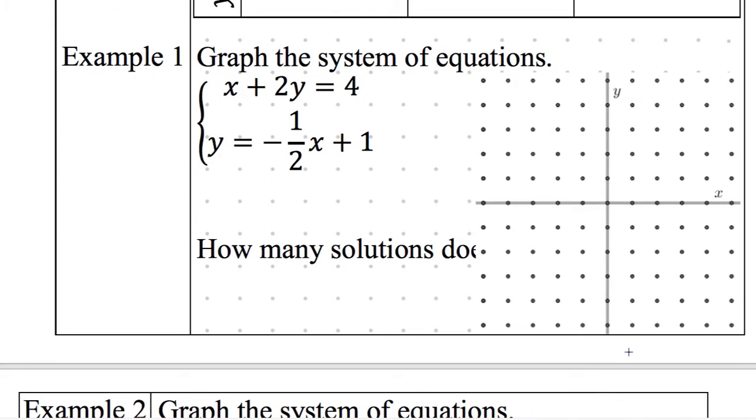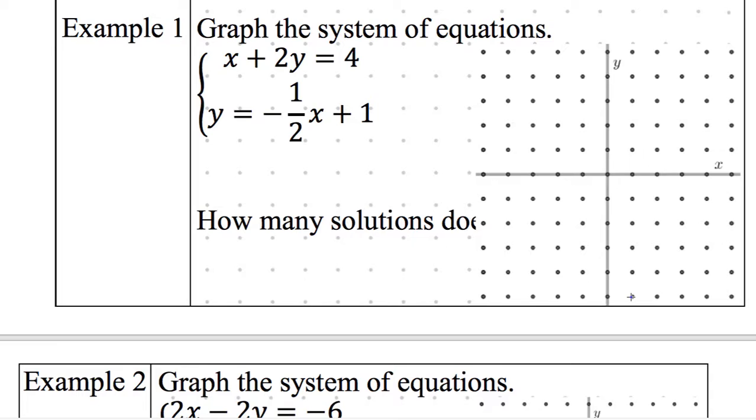So let's do an example. Example 1. We're going to graph the system, and then we're going to... Oh, we had a typo right here. How many solutions are there? 1, 0, infinite. So we need to graph this first. Well, I can graph this one right away. This one is in slope-intercept form.